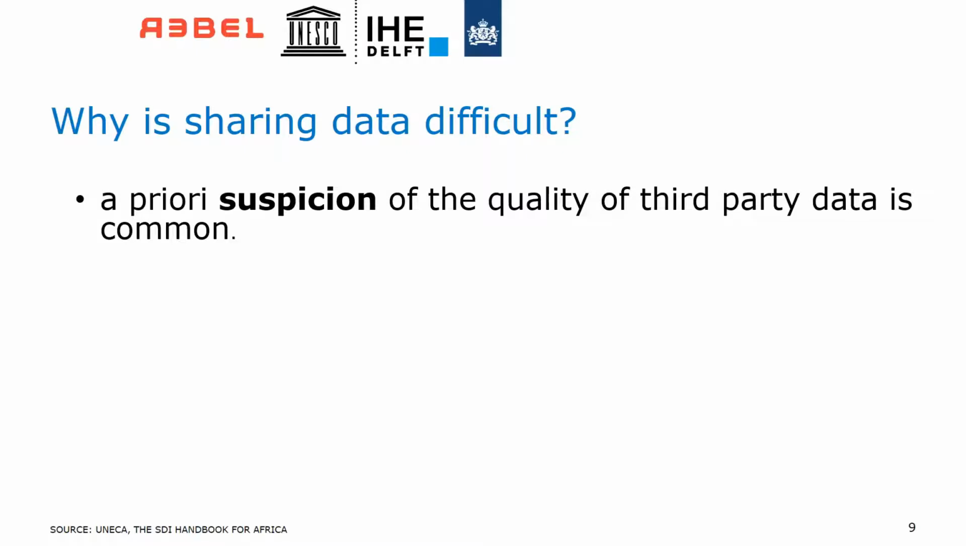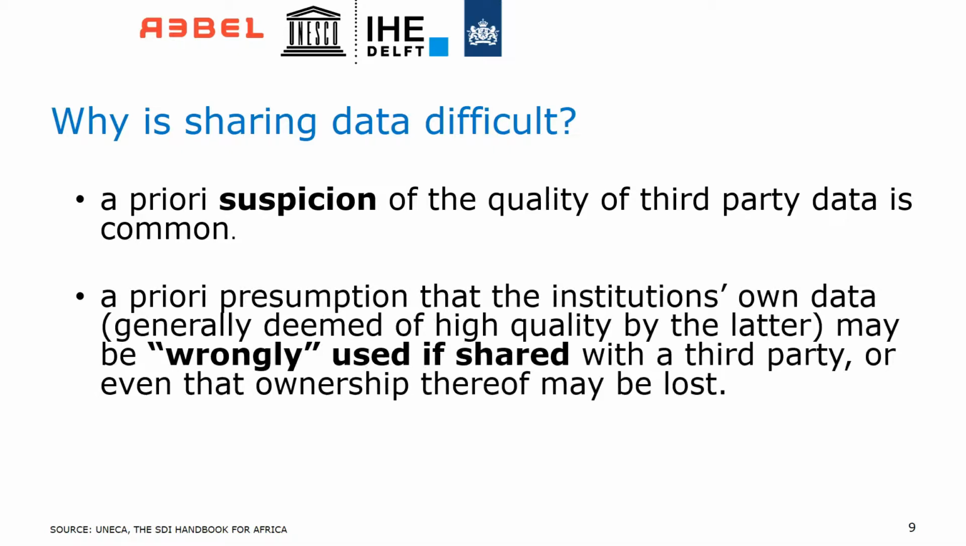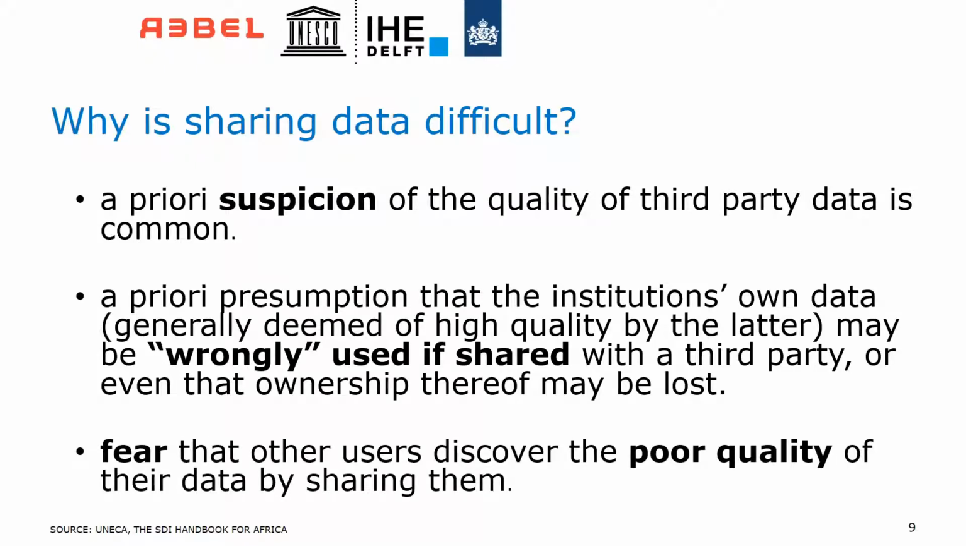One of the arguments is that data from others cannot be as good as your own collected data. There's always a suspicion of the quality of data from others. Related to this, organizations that are collecting data, which they promote as being of very high quality, are afraid that people who use their data will wrongly use that and that they will even lose face or ownership when the data is wrongly used. Often the real reason behind this is the fear that other users will discover that their data is in fact of poor quality and therefore they don't want to really share it.